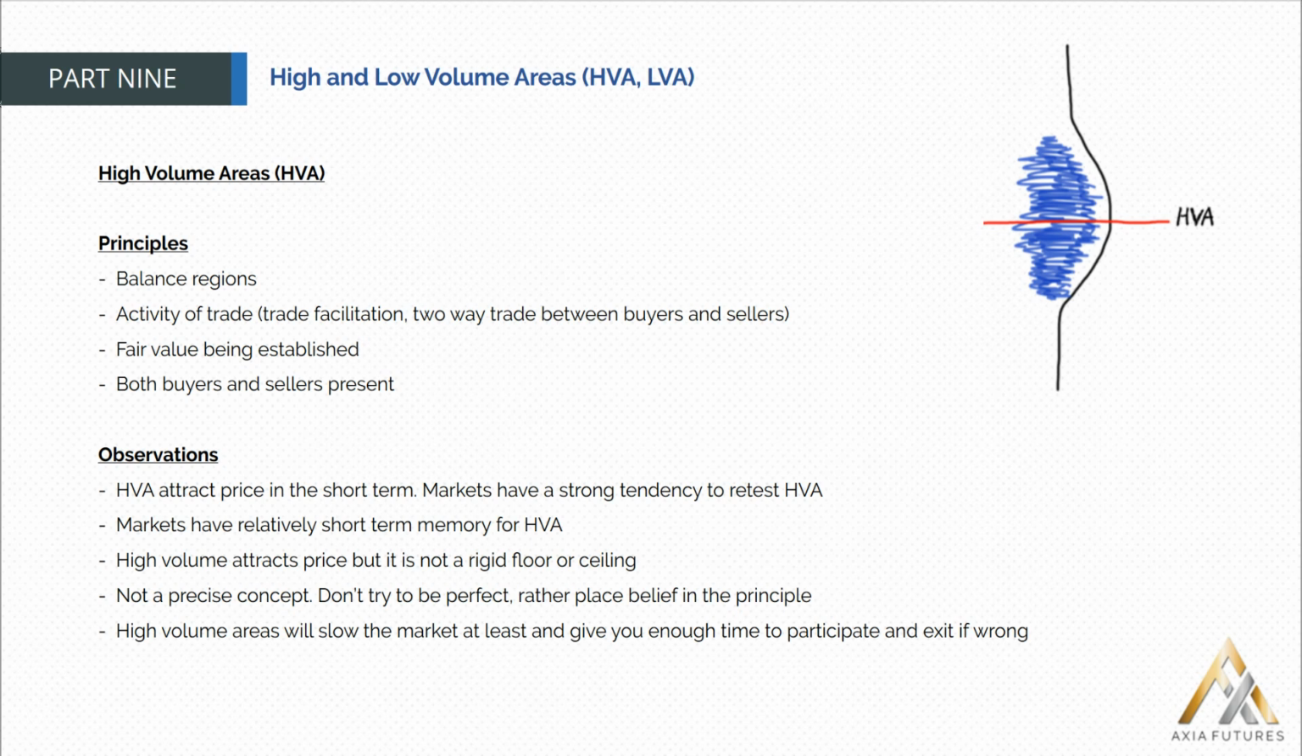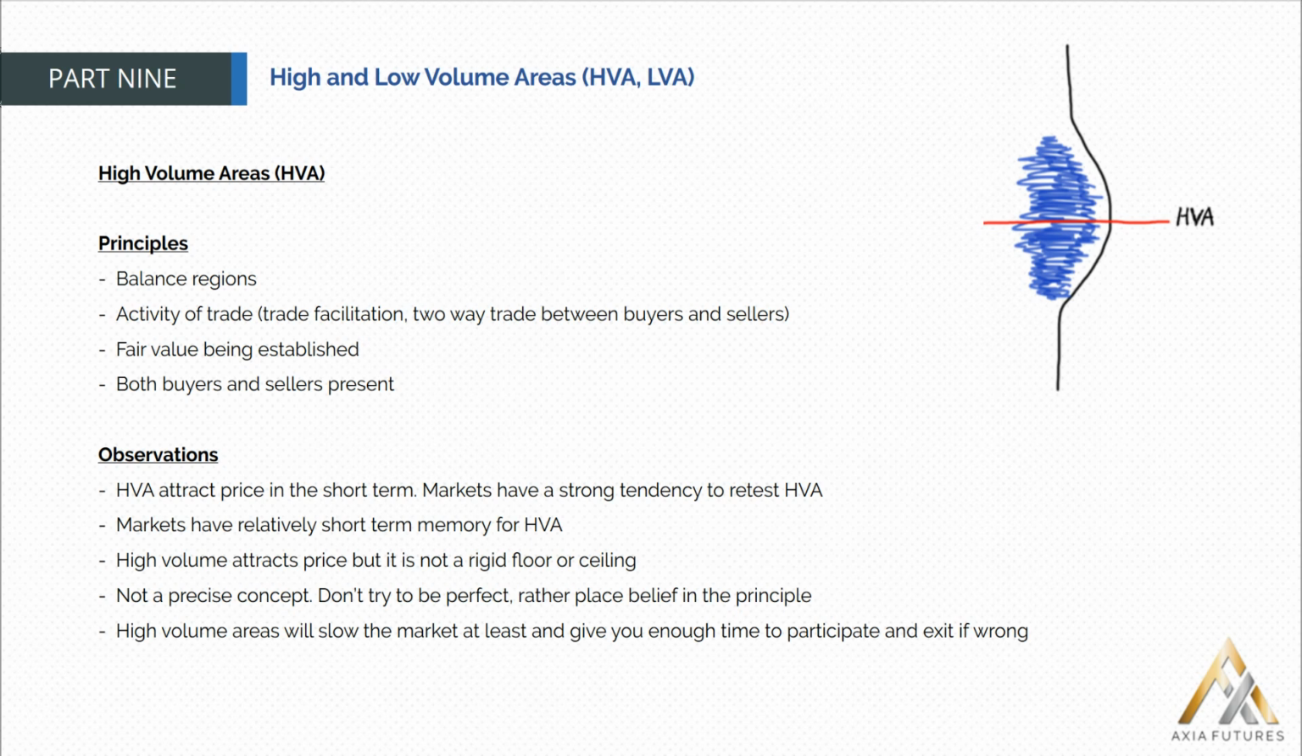Now, markets have a relatively short-term memory for high volume areas. In other words, they might not respect a high volume area when they come back and test it. In fact, they may actually go straight through it. Now, high volume attracts price, but it is not a rigid floor or ceiling. Okay, so what we mean by that is if a market moves away from fair value and then comes back to retest it, as it often does, it doesn't imply this high volume area is support or resistance, or that it will hold as a potential respective level. It is merely a reference point.